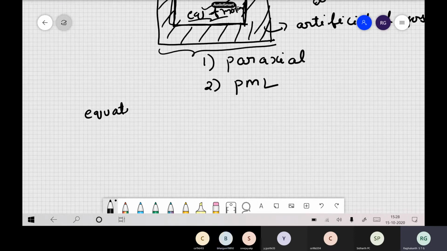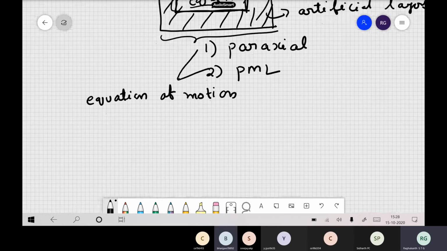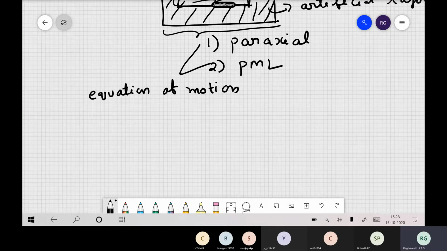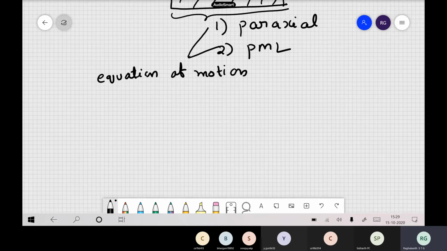We have derived a new equation of motion in both the cases. So basically you have the original equations inside, but in this region you have the paraxial equation, or the PML equation. In the paraxial case, I think we already wrote those equations in the last class, some three equations. The solutions of those equations are damped waves. Whatever wave comes, it dies down.